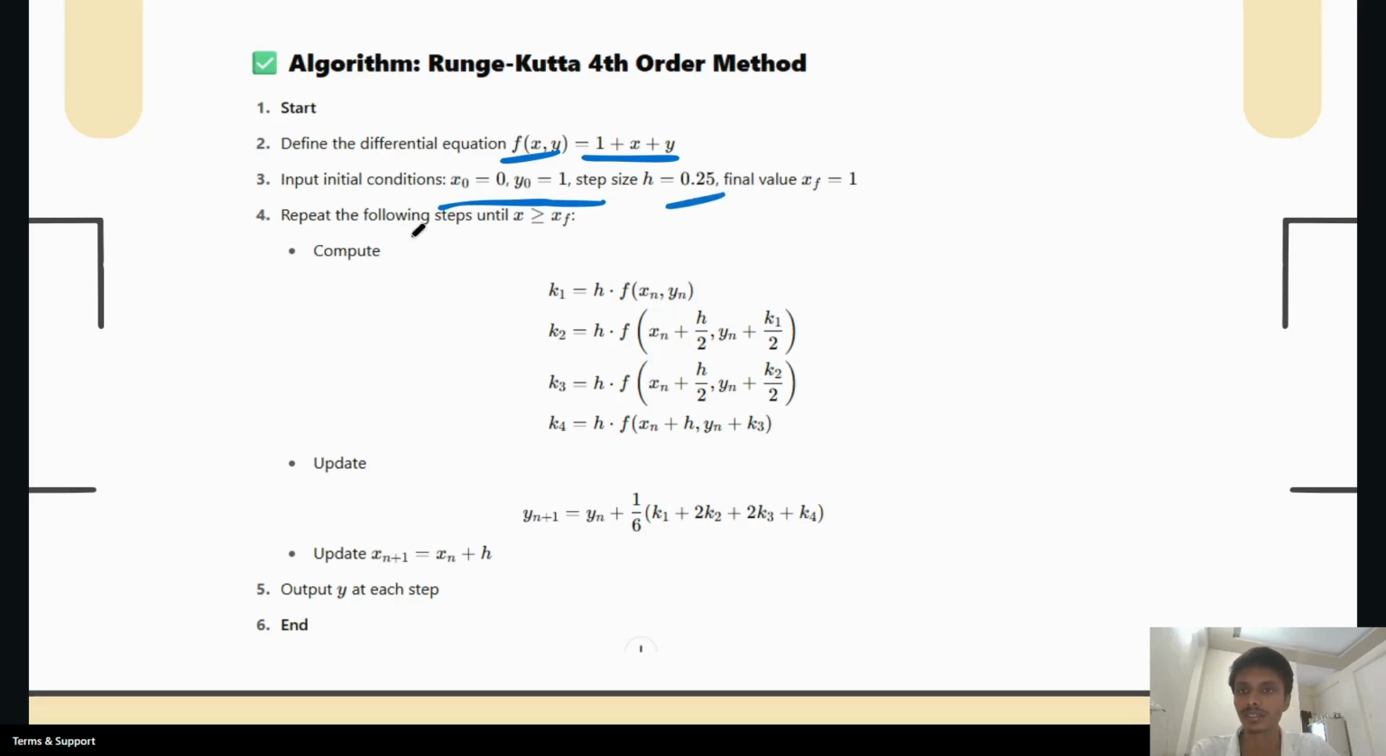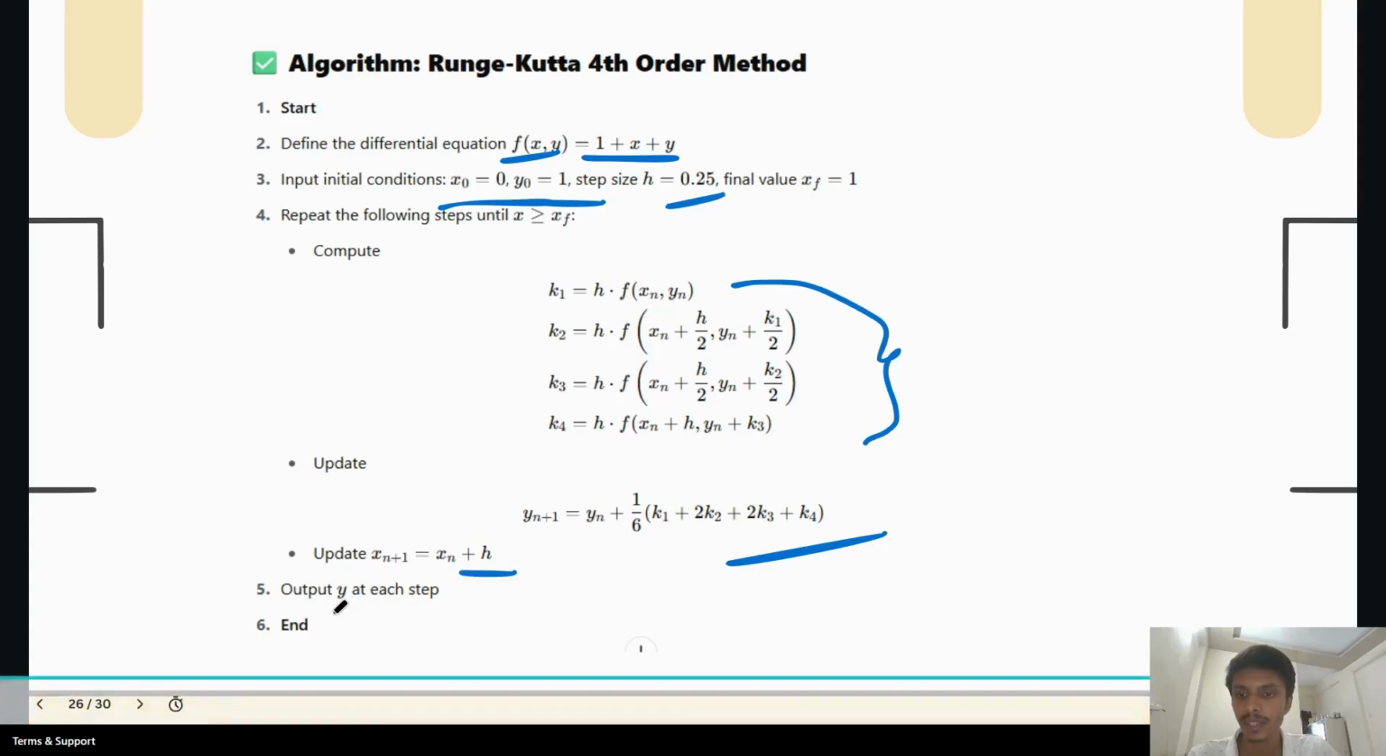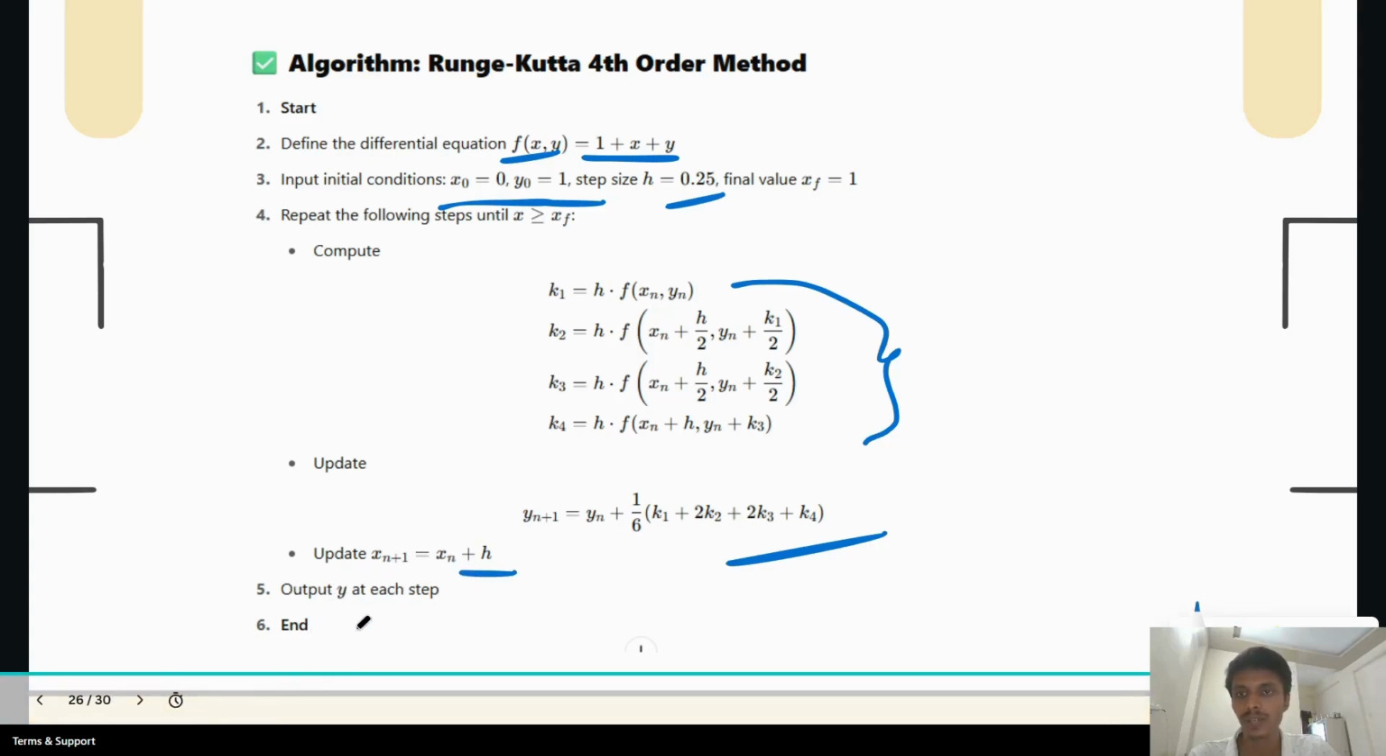Repeat the following steps until x is greater than or equal to xf. First we compute k1, k2, k3, k4 with these formulas, and then we update y n plus 1 according to the found k1, k2, k3 and k4 with this formula. We update x n plus 1 as xn plus h and output y at each step. This is how the algorithm of the Runge-Kutta method works.